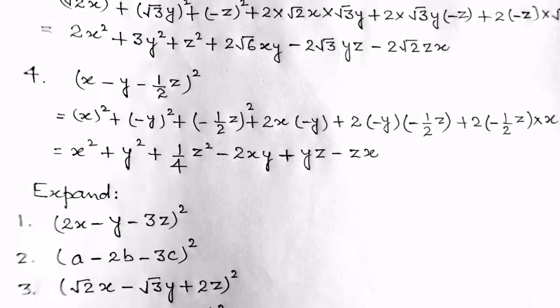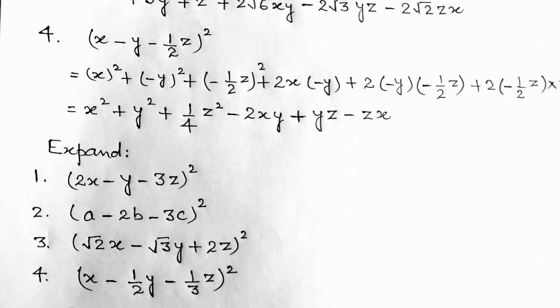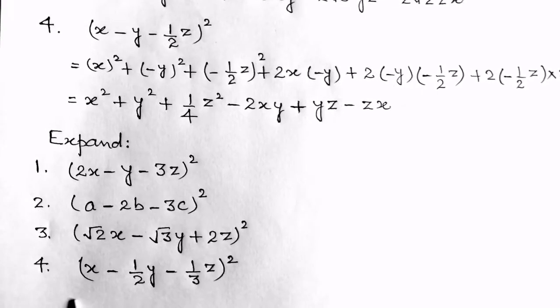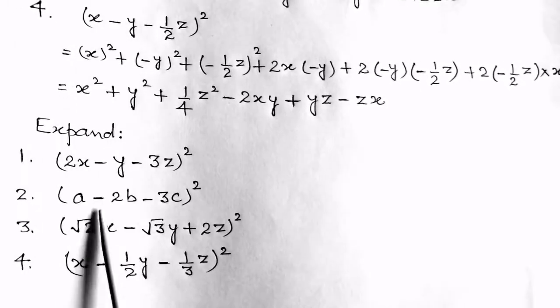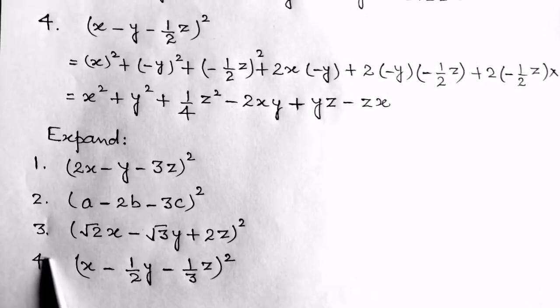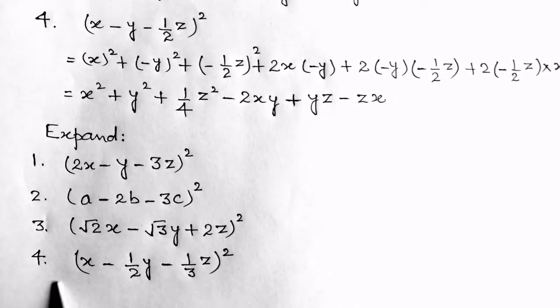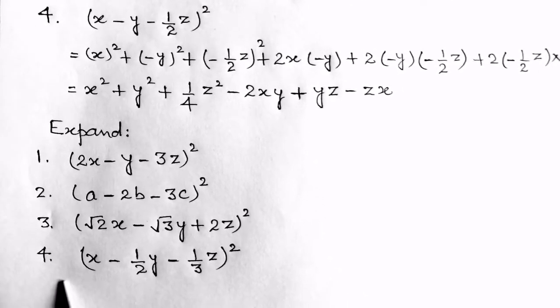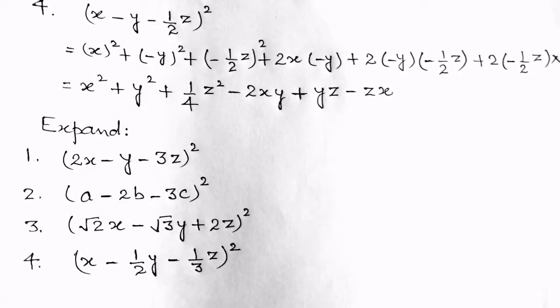So I've given few questions for practice. First is expand (2x - y - 3z) whole square. Second is (a - 2b - 3c) whole square. Third is (root 2 x - root 3 y + 2z) whole square. And fourth is (x - 1 upon 2y - 1 over 3z) whole square.